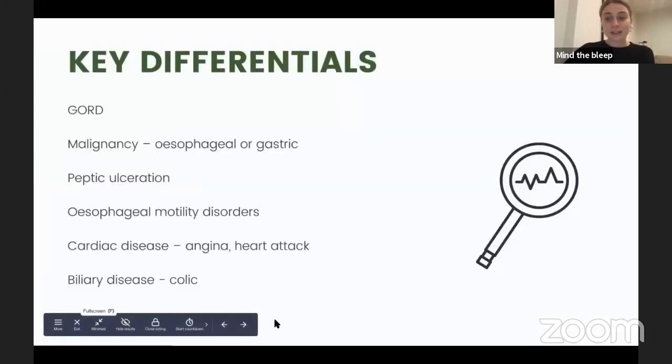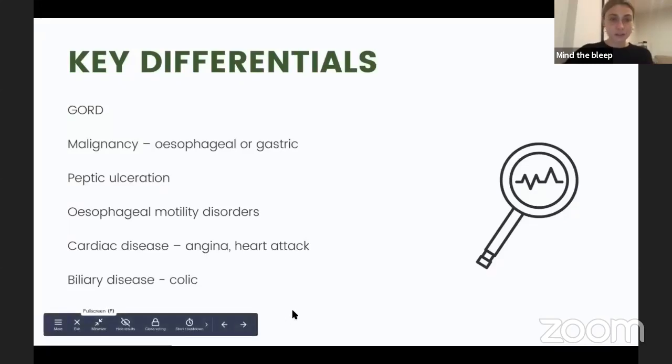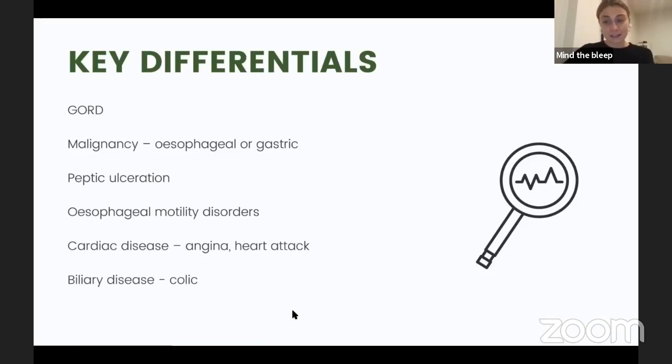So the key differentials in here for the burning retrosternal chest pain will indeed be gastrointestinal reflux disease. It could be malignancy, especially that the patient has some pain on swallowing, which is new. So that could be esophageal or gastric cancer. It could be peptic ulceration, as you rightly did say. The patient could be having esophageal motility disorders, which we're going to investigate for as well. I will discuss potential investigations later.